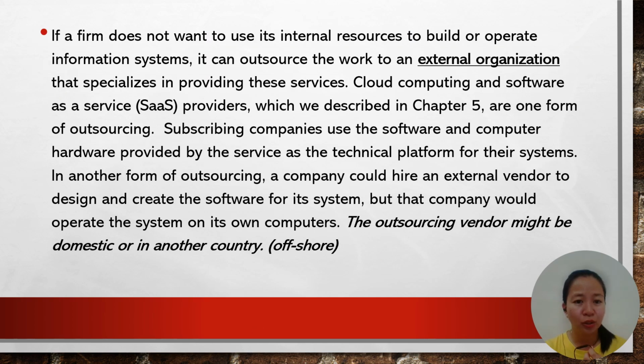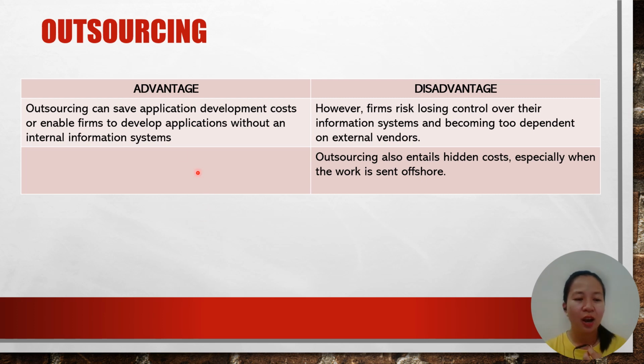If a firm does not want to use its internal resources to build or operate an information system, it can outsource the work to an external organization. The outsourcing vendor might be domestic or in another country, or offshore. The advantage: outsourcing can save application development costs or enable firms to develop applications without an internal information systems staff. However, firms risk losing control over their information systems and becoming too dependent on external vendors. Outsourcing also entails hidden costs, especially when the work is sent offshore.